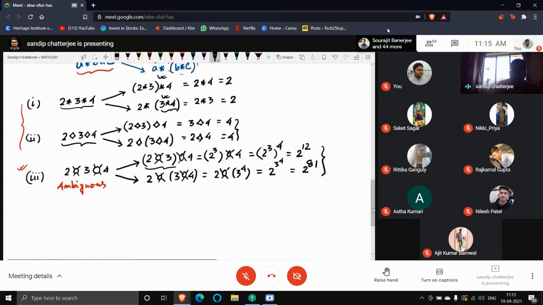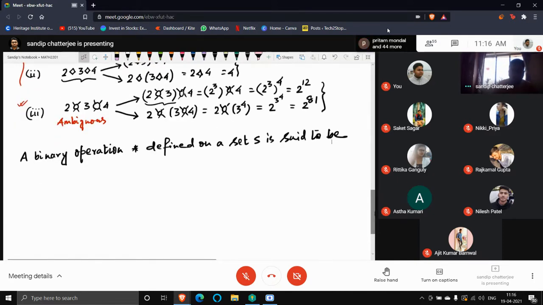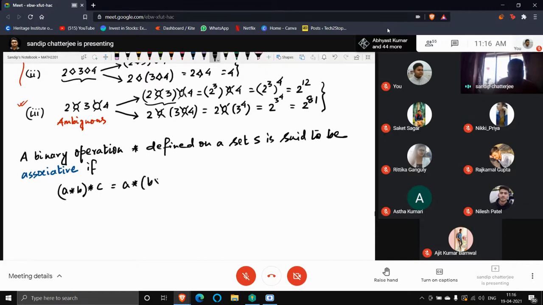So a binary operation is said to be associative. A binary operation star defined on a set S is said to be associative if (A star B) star C is equal to A star (B star C).